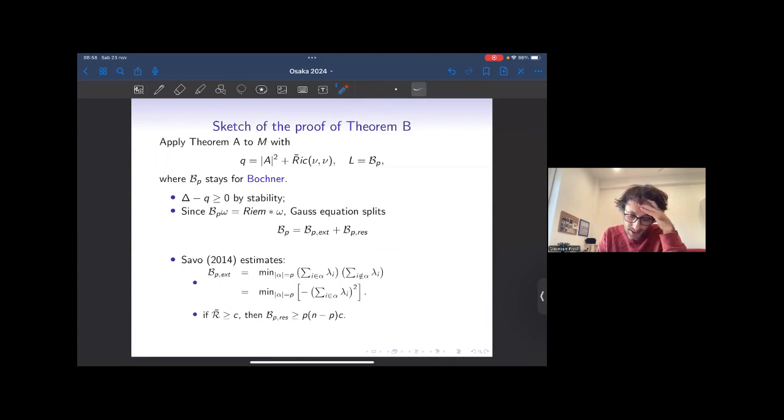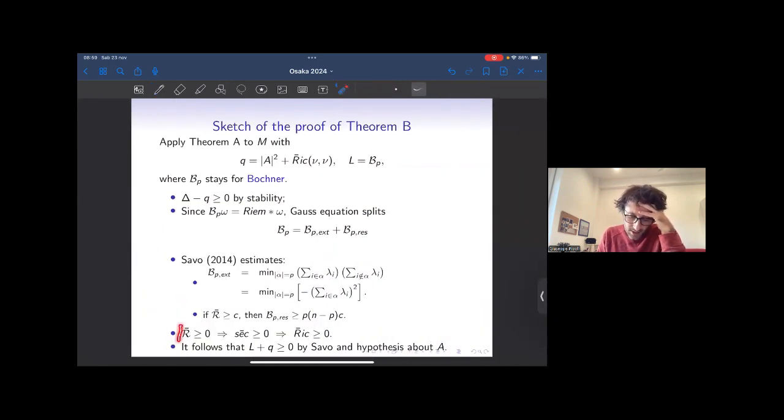Again, Savo in the same paper proved that if the curvature operator of the ambient manifold is bounded by a constant C, in our case it will be 0, then Bres is bounded by P times dimension minus P and C times the constant. So in our case, take C equal to 0. Okay, so this one becomes non-negative.